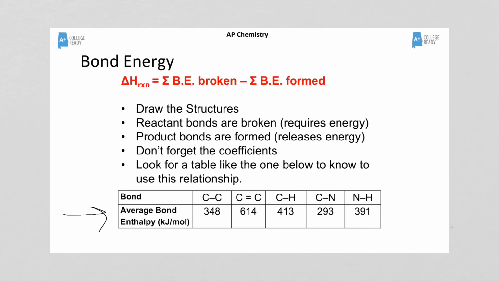The reactants are where you're going to break the bonds. Count up how many bonds would be broken. Use that value that goes with it. So you're going to sum up all the bonds in the reactants that are going to be broken, don't forget your coefficients, minus the sum of all the new bonds that are going to form, because that's going to release energy. Once we have this total, if it's overall negative, we know it's an exothermic process. If it's overall positive, we know it's endothermic. So again, watch your coefficients, make sure you draw your structures.